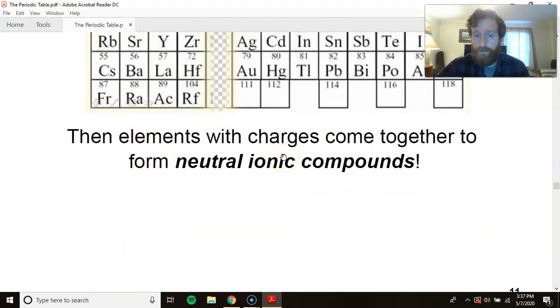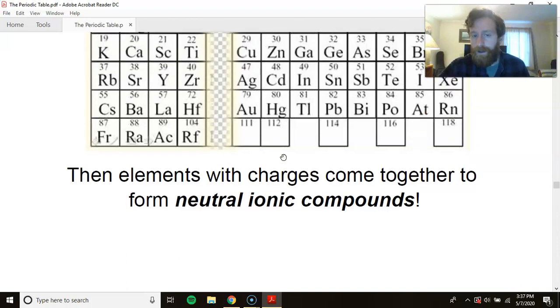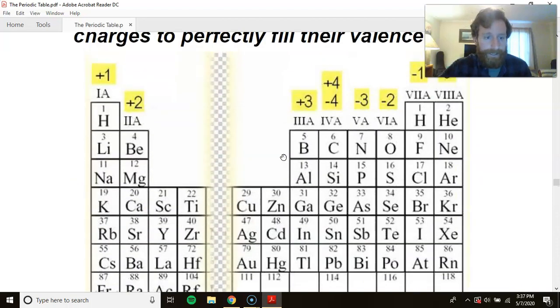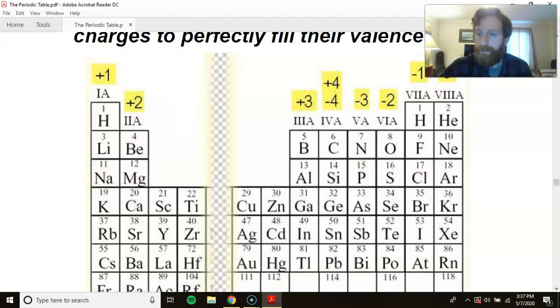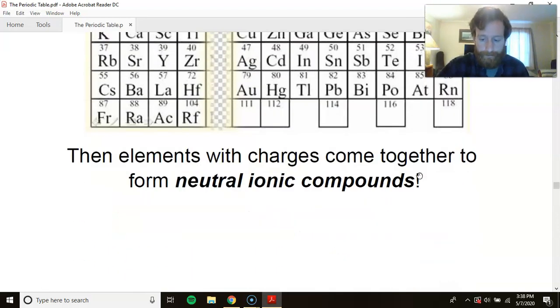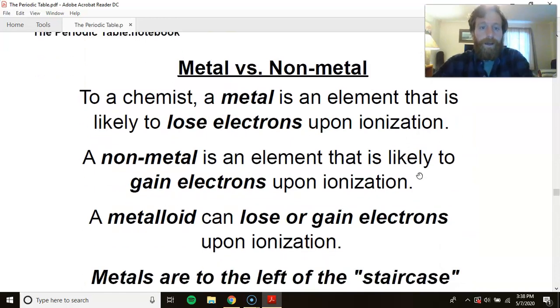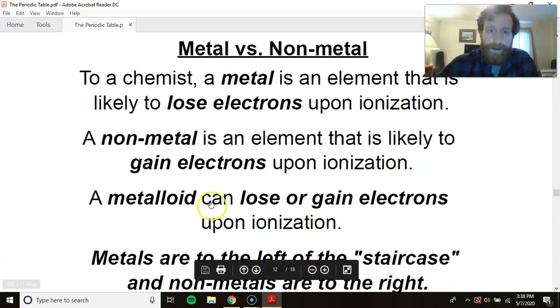Then elements, once they have their charges, once they've formed ions, are going to come together to form neutral ionic compounds. We'll get to that in a later lesson, but the idea there is sodium with a +1 charge can bond easily with chlorine with a -1 charge because +1 and -1 will cancel each other out. All right, so I know this is a lot of information, but we're almost there.